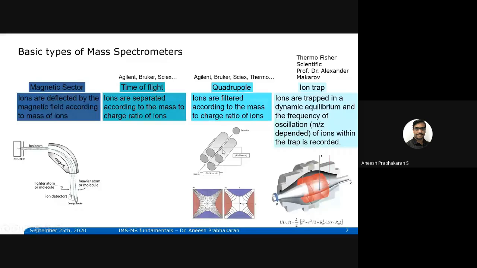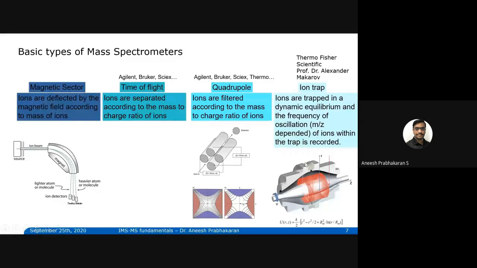These are called mass analyzers. This can be trapped also in a different shape, but we are not going into the details. You just understand this quadrupole analyzer can filter out masses according to mass to charge ratio, depending upon the amplitude and also the DC field we apply. It's a bit complicated, but I just want to introduce you. This type of mass spectrometer is produced by Agilent, Bruker, SciEx, and Thermo. There are more companies making, but these are the big giants in the field.